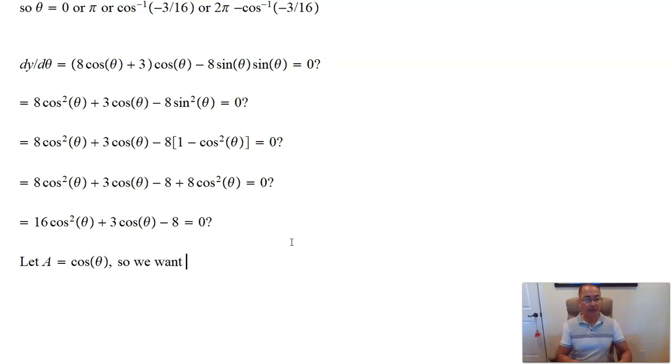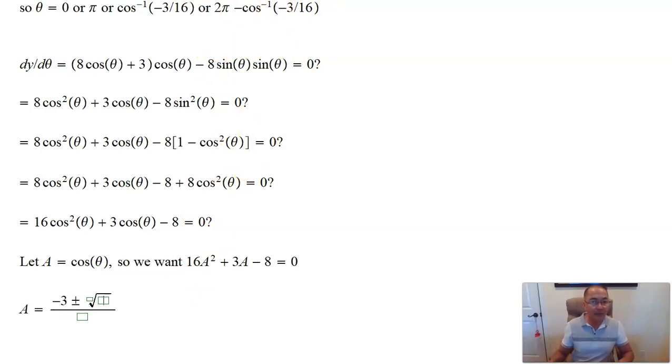So we want 16a squared plus 3a minus 8 to be equal to 0. Okay, so there we go. There's a regular quadratic. We will solve for a, which is cosine theta, and then we'll be very happy. Okay, so quadratic formula, a equals minus b plus or minus. So minus 3 plus or minus, ooh, I have a plus or minus right there.